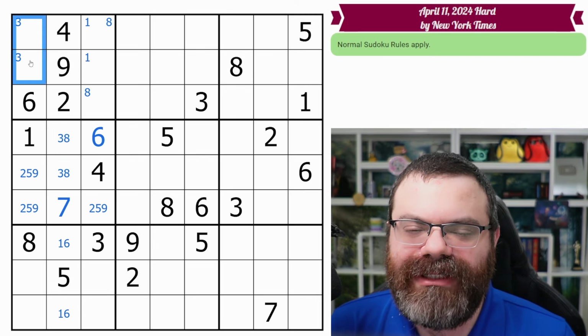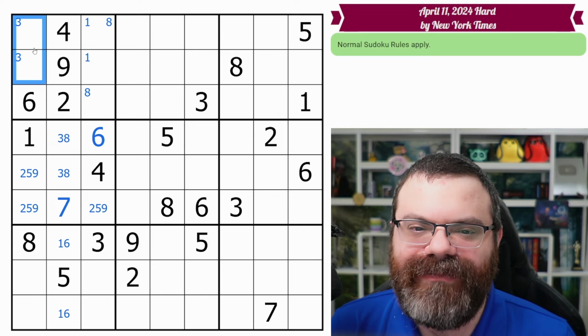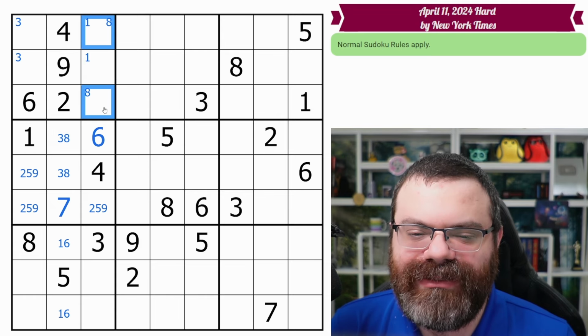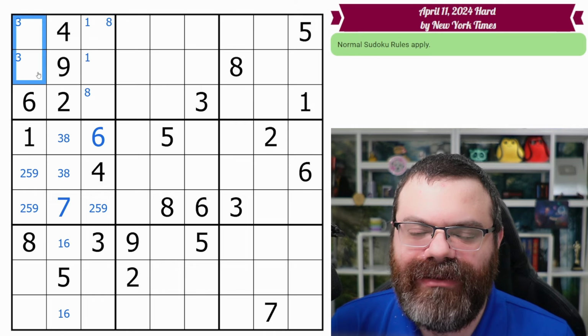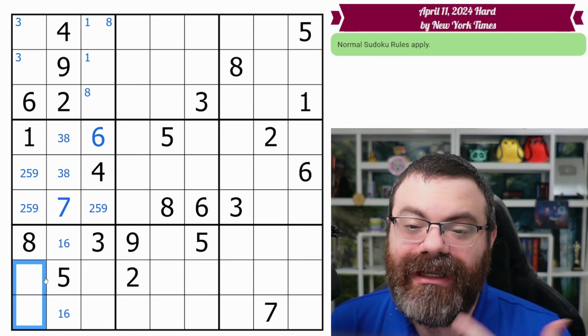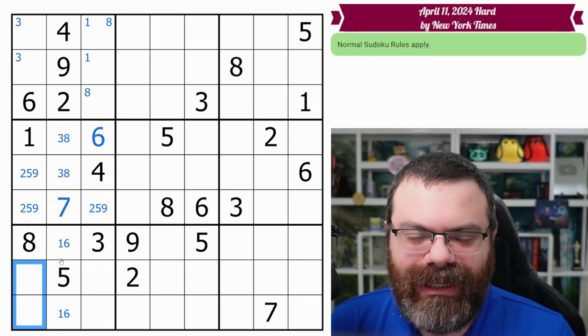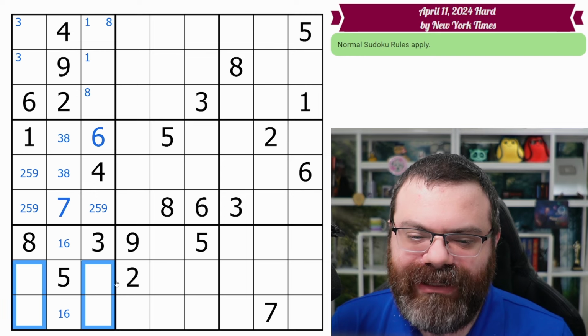Whereas we use corner marks to say that it's a box-centric logic, that in this box, the 3 is limited to these two, the 1 to these two, and the 8 to these two. We can use corner marks and center marks in the same cell in this software, the Sudoku Pad software, which is the link in the description, which is very, very handy.